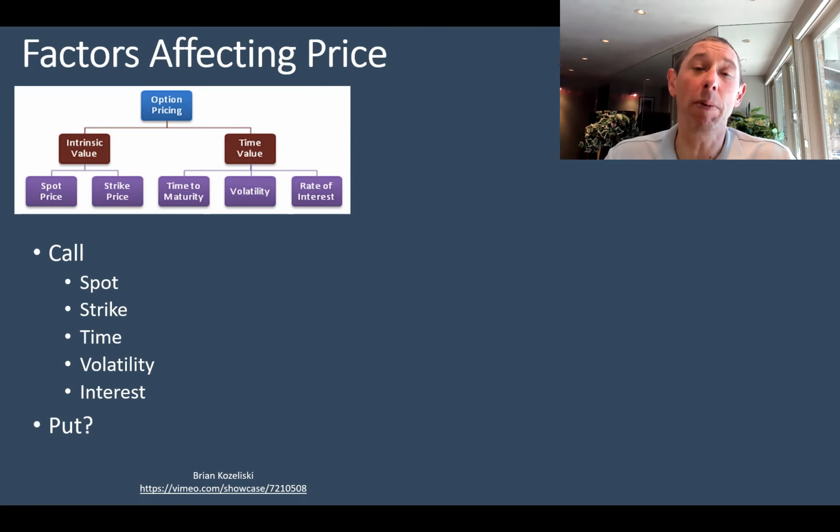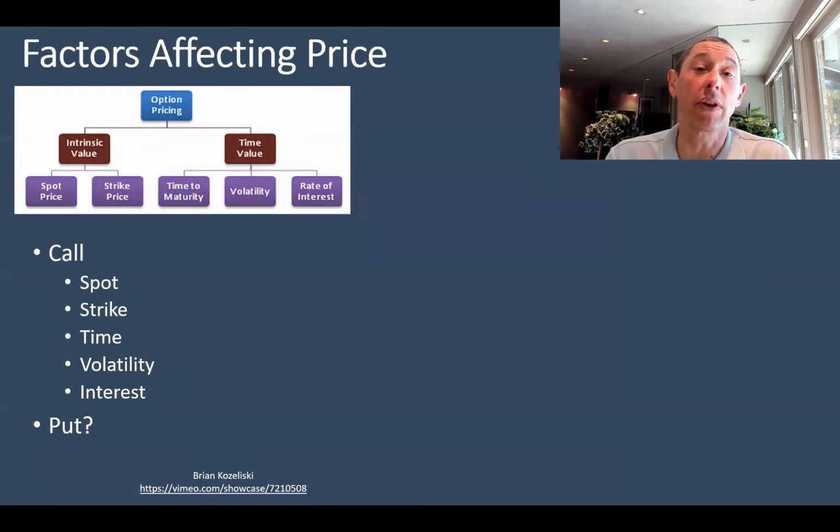But there are other things to keep in mind prior to expiration. There is time to consider. The more time there is until expiration, the more value an option has. The greater the volatility, the more value an option has, given that it has a greater chance of becoming in the money.